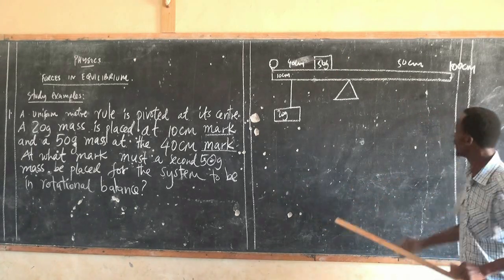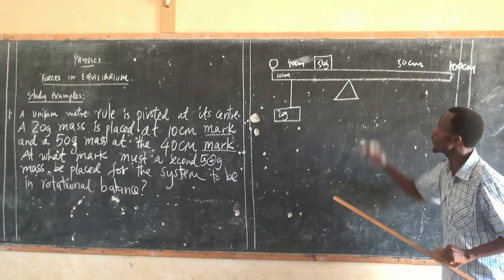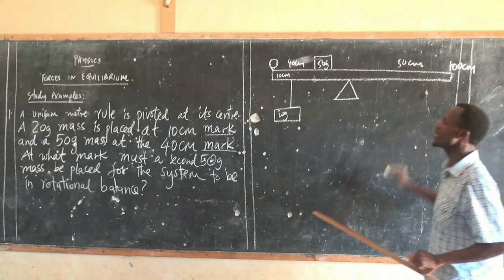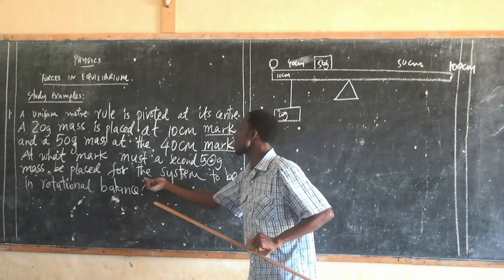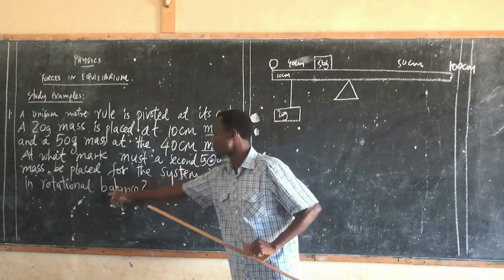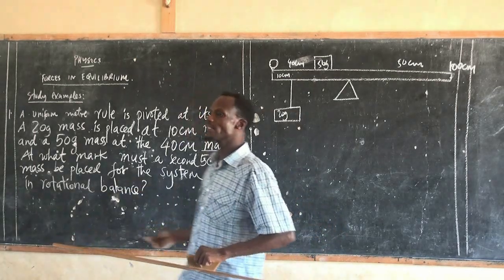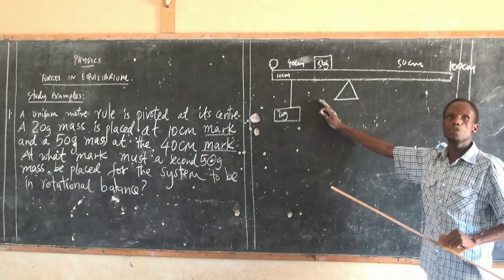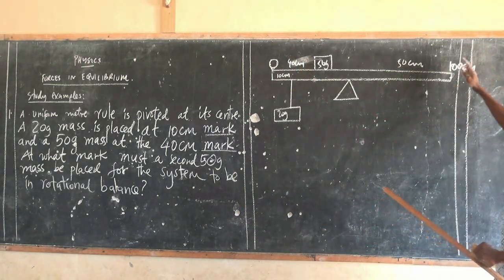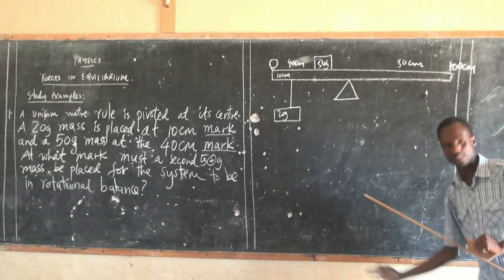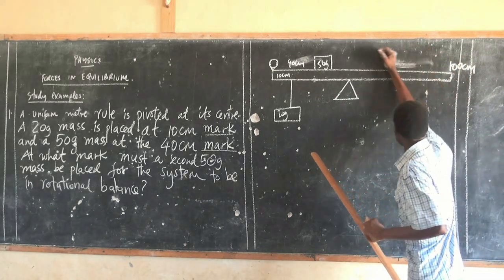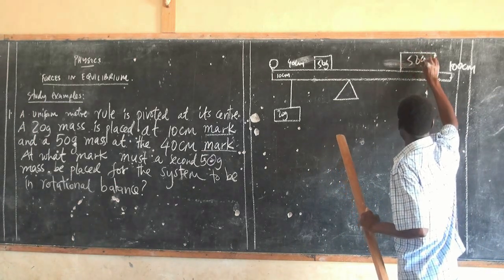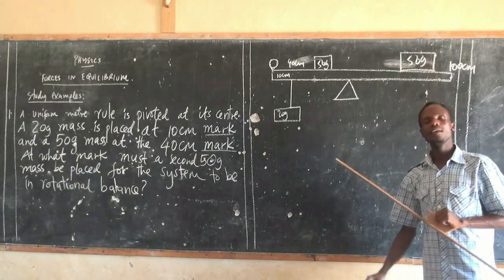Therefore, we must place the other 50 gram on the other side in order to make it balance, because that is what we have been told for the system to be in rotational balance. You won't balance it if you keep on placing on the same side. You must place it on the second side to make it balance. Now the other 50 gram is placed on the other side.